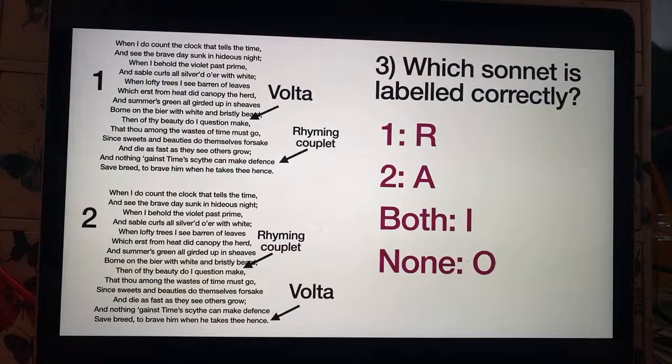Which of these sonnets is labelled correctly? So it's either number 1 or number 2, or both or neither. So if you think that the volta's in the middle and the rhyming couplet's at the end, then write an R. If you think the rhyming couplet's in the middle and the volta's at the end, write an A. If you think that they're both fine, write an I. And if you think neither of them are fine, write an O.